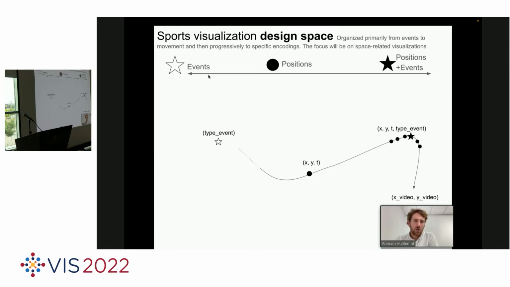So the first dimension is that either we have events, so shots, ball hits that occur during games. Those are the stars, and that's the leftmost part of the spectrum, and the rightmost is events with positions. Events with positions is what we want to get as a data set, but unfortunately we don't always have such a data set. And in between, you only have positions. So this is where I will put the two of the visualizations we've seen before.